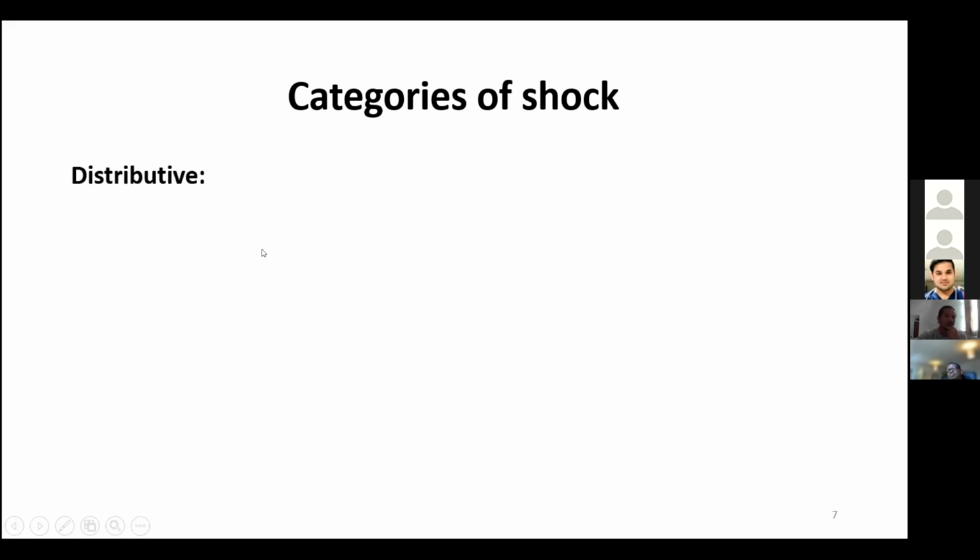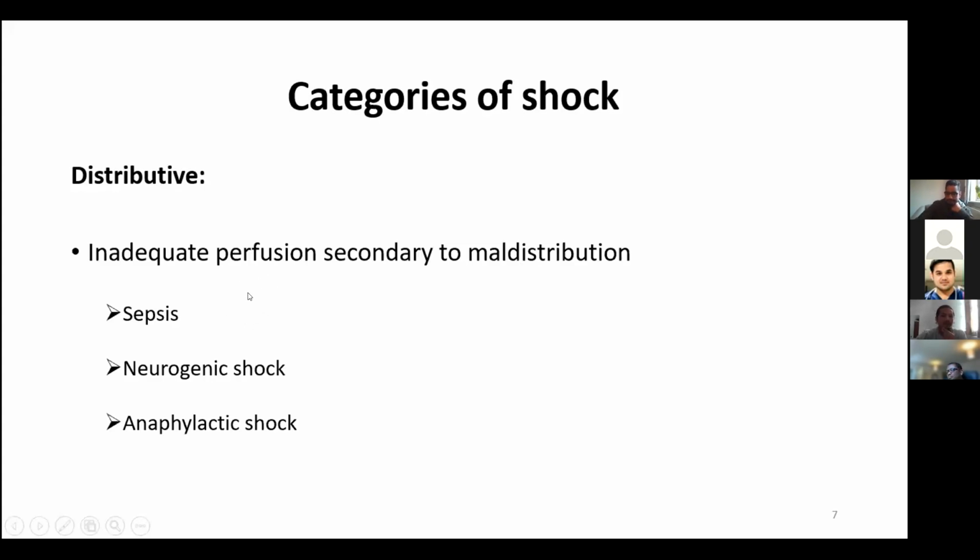So distributive shock. Can anyone from the audience tell what is distributive shock? If not, then I'm happy to proceed. Distributive shock is where the majority of the preload is distributed peripherally, like in anaphylactic shock, septic shock, or neurogenic shock. You're right, Dr. Sushil. As Dr. Sushil said, it leads to inadequate perfusion secondary to maldistribution. This would include sepsis, neurogenic shock, and, as Dr. Sushil said, anaphylactic shock.